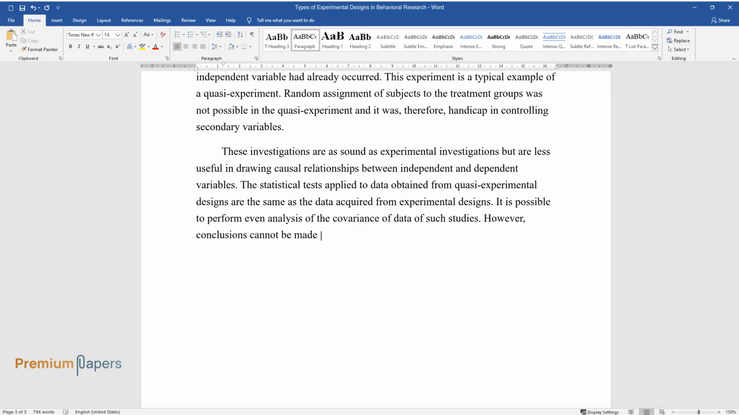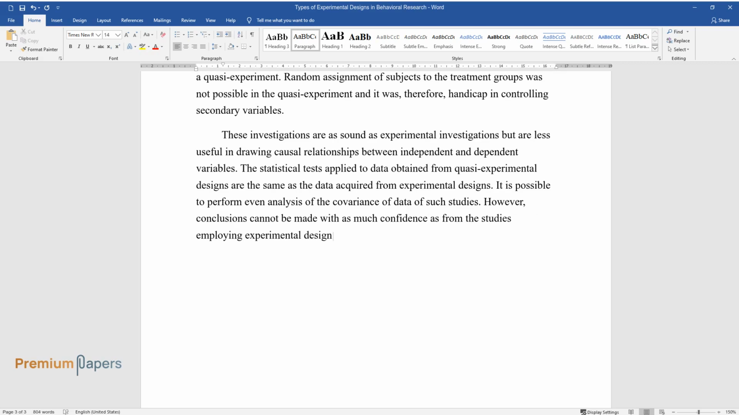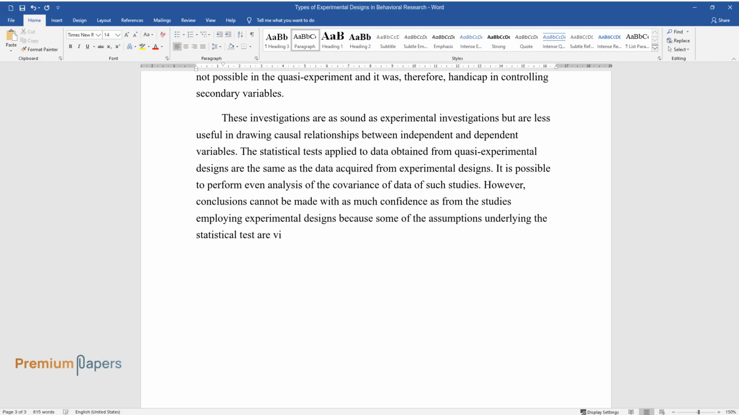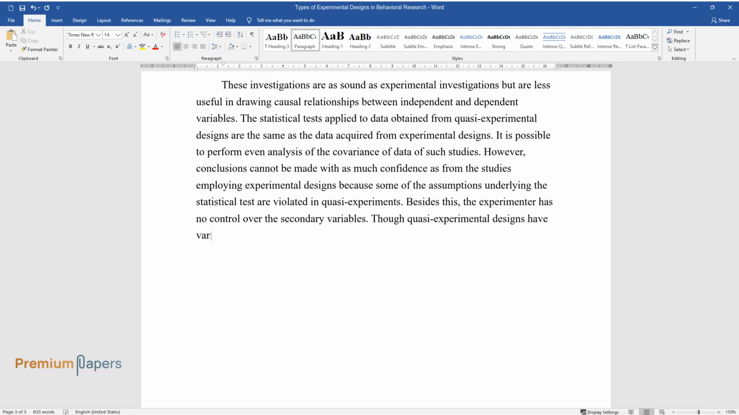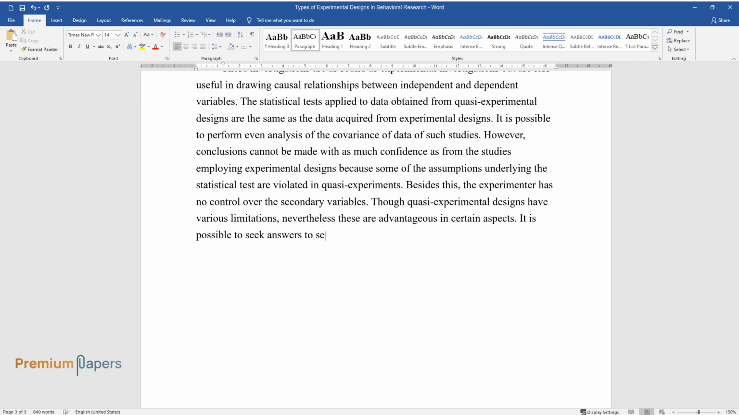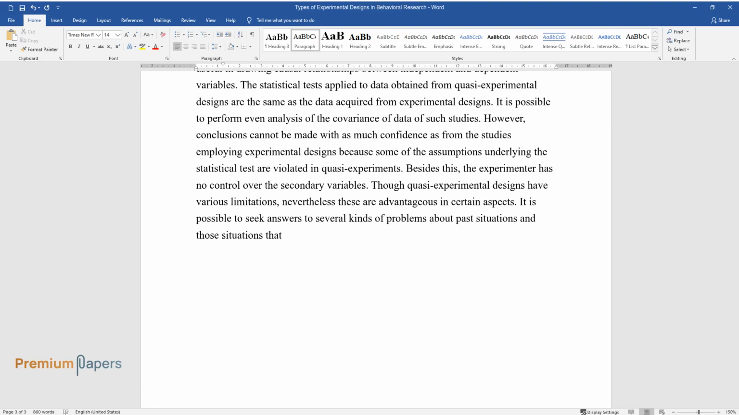However, conclusions cannot be made with as much confidence as from the studies employing experimental designs because some of the assumptions underlying the statistical test are violated in quasi-experiments. Besides this, the experimenter has no control over the secondary variables. Though quasi-experimental designs have various limitations, nevertheless these are advantageous in certain aspects. It is possible to seek answers to several kinds of problems about past situations and those situations that cannot be handled by using experimental designs.